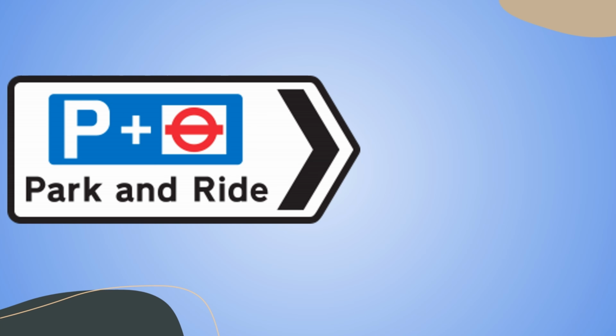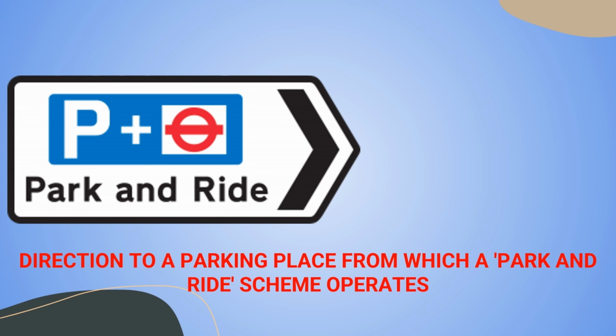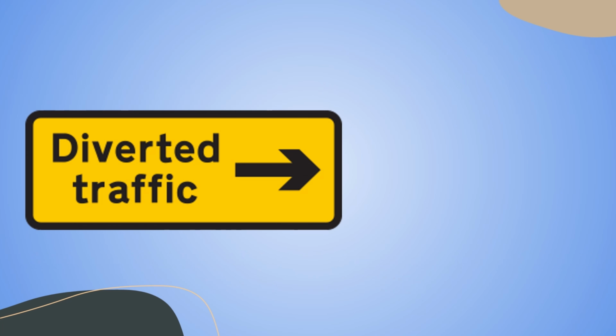I think that this one is repeating itself for some reason. Oh no, see, I got confused on this one. So this is again very similar to the previous ones, but it has a different meaning. Let's have a look. Direction to a parking place from which a park and ride scheme operates. So now this sign is showing you the direction on the right. Moving on to the next question.